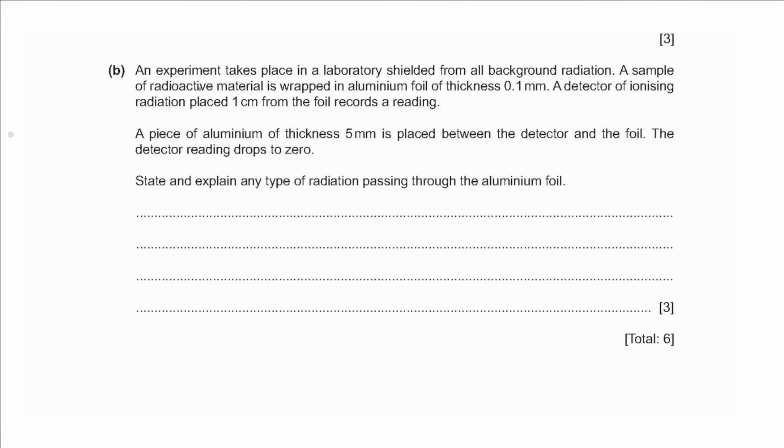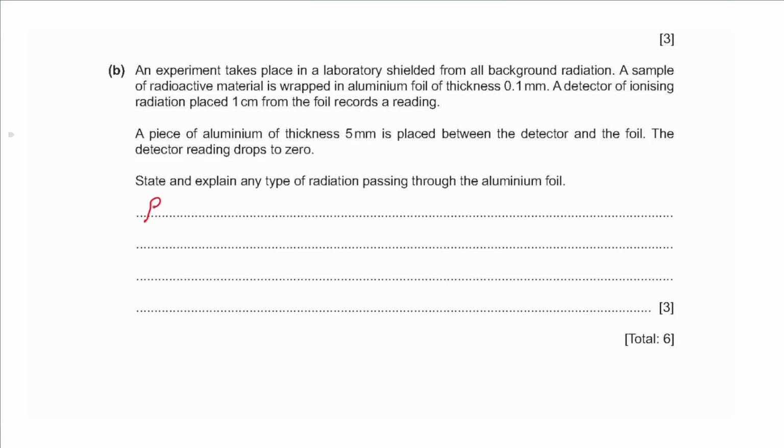Part B says an experiment takes place in a laboratory shielded from all background radiation. A sample of radioactive material is wrapped in aluminium foil of thickness 0.1 millimeters. A detector of ionizing radiation placed 1 centimeter from the foil records a reading. A piece of aluminium of thickness 5 millimeters is placed between the detector and the foil. The detector reading drops to 0. State and explain any type of radiation passing through the aluminium foil.